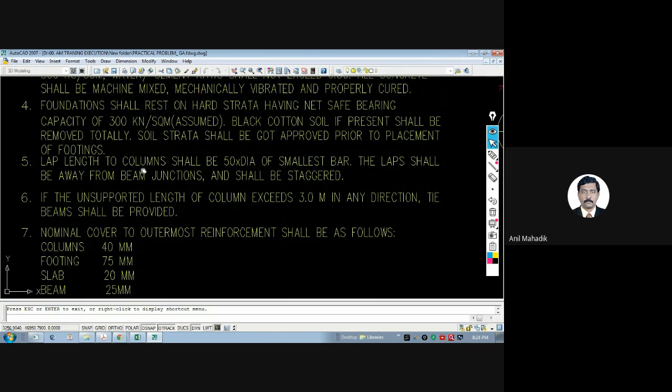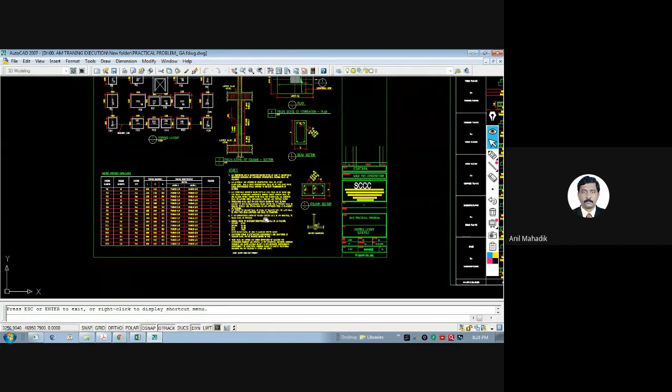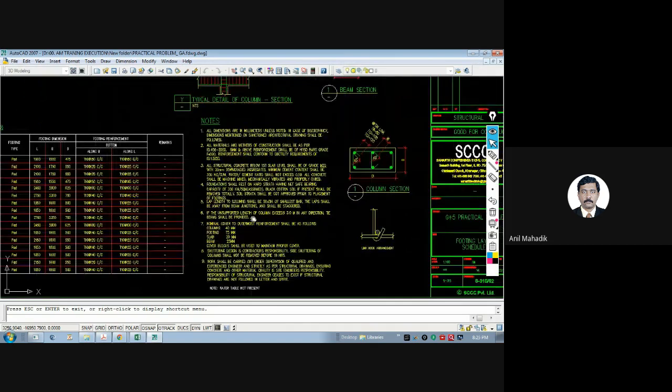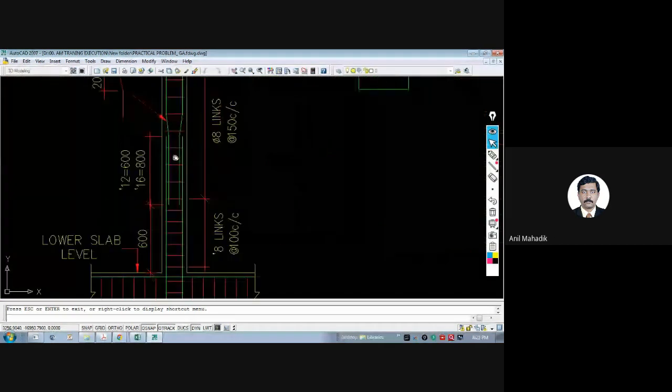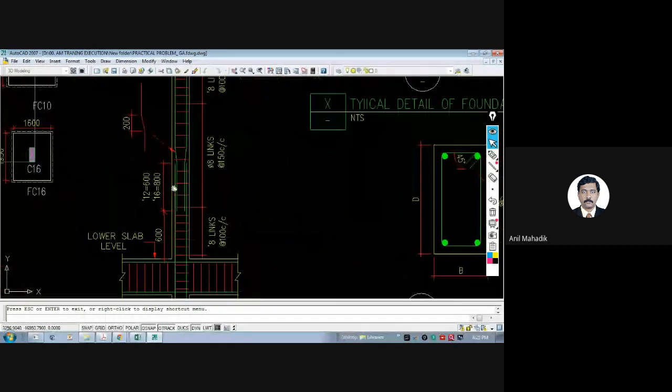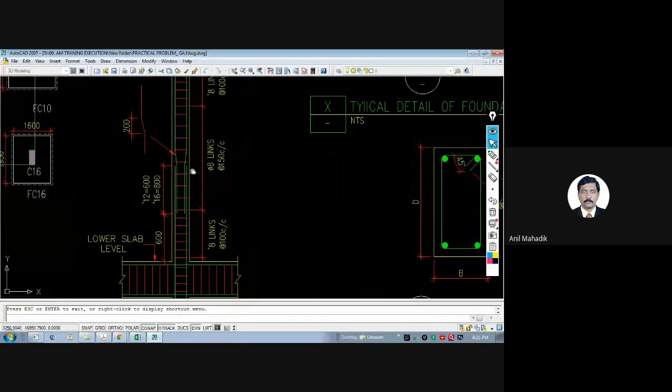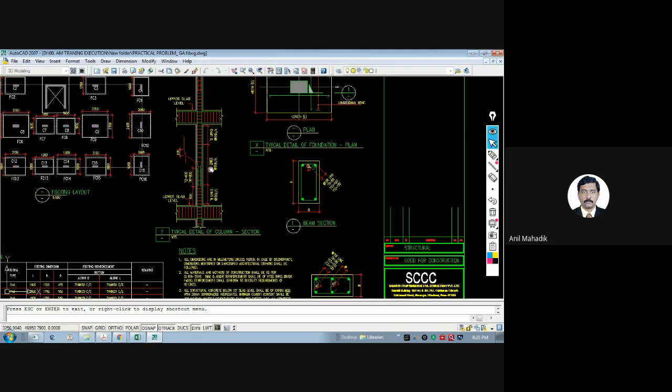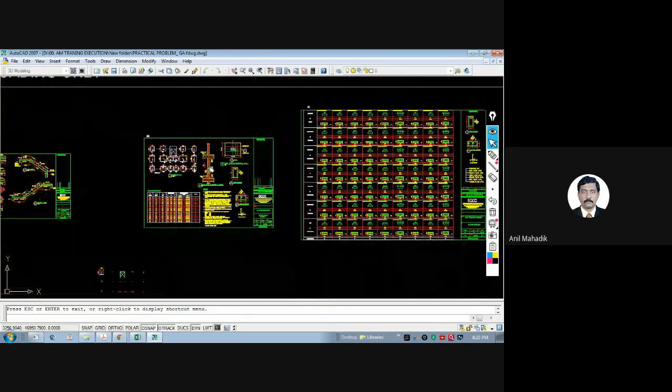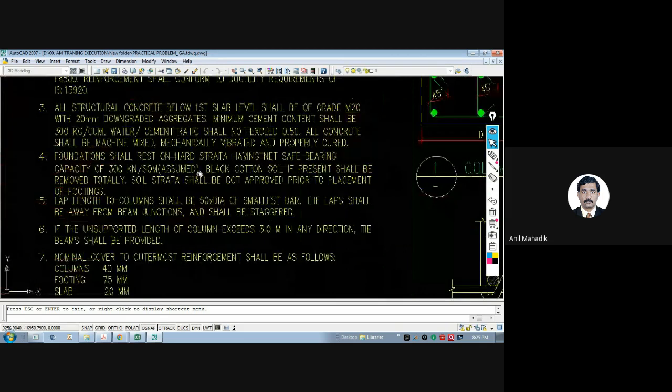Then lap length of column shall be 50 times diameter of the smallest bar. Okay. Do you know what is lap length? Lap length or development length, do you know? Generally it is 50 times diameter of the bar. Yes, sir. So here you can see this is the column reinforcement, and in this column reinforcement we are lapping here somewhere. So this length from here to here, we call it a lap length. So one point is lap length, or there may be development length. Both generally are taken as 50 times diameter of the bar.